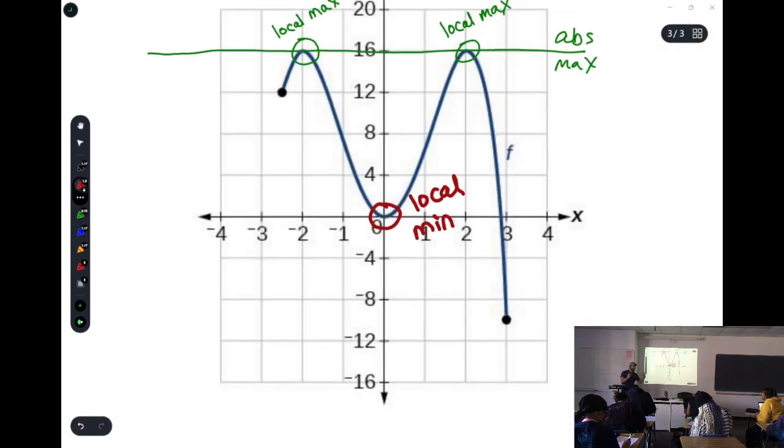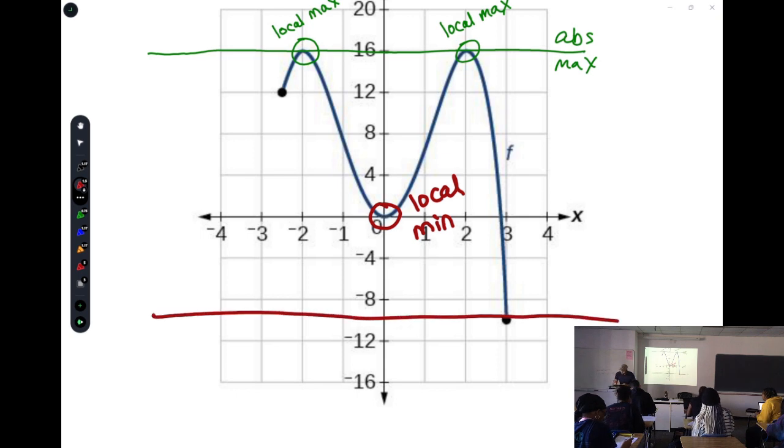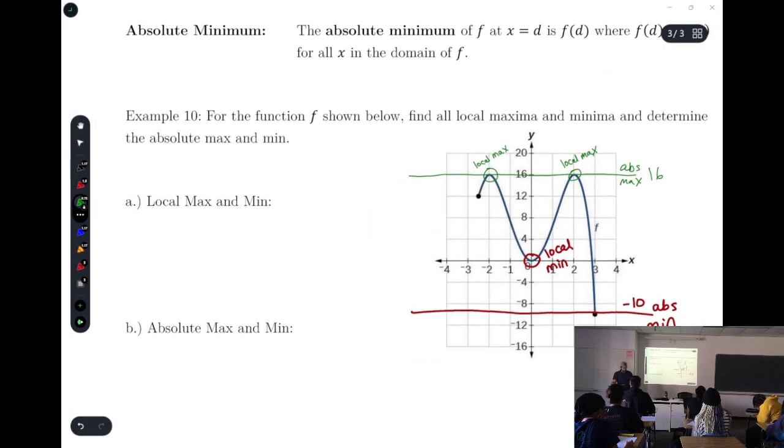Absolute minimums are a little bit easier. You don't have to worry about these endpoints. What's the absolutely shortest, lowest, most negative thing on this graph? About negative 10, right? Absolute min. And now it's just a matter of working out how we write these. So I'll show you that and then we'll be done for the day.